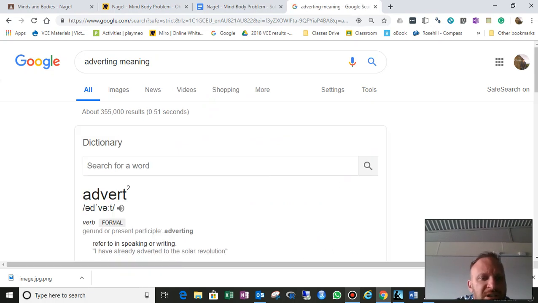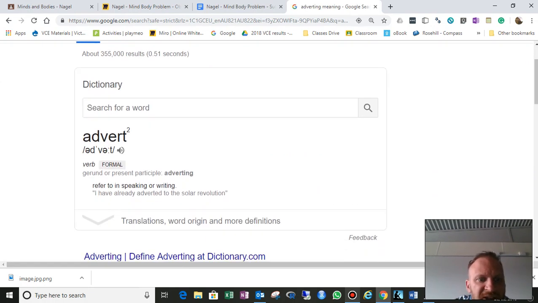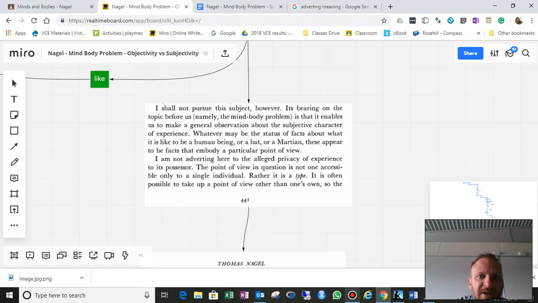It means referring to in speaking or writing. So he's saying, I'm not referring to. "I'm not adverting here to the alleged privacy of experience to its possessor." So he's saying here and now, I'm not really talking about the privacy of the possessor of experience.